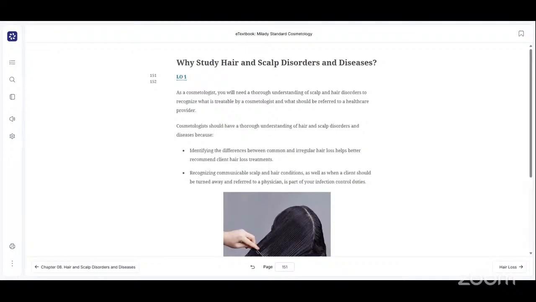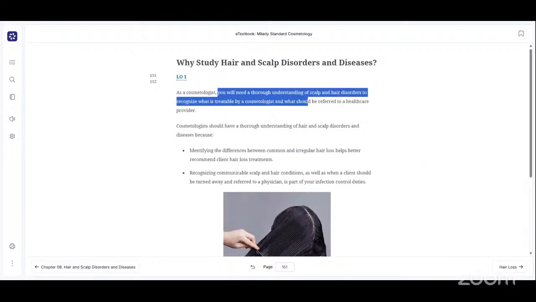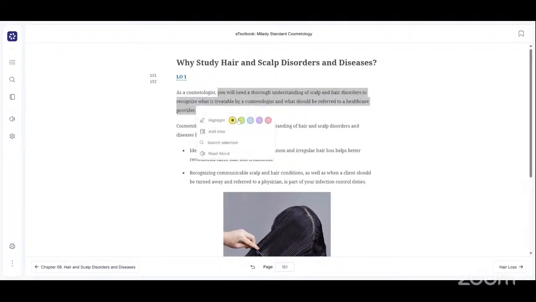We don't know why all of a sudden her hairline is shrinking. It's coming out. Her follicles are shrinking. She has a lot of itchiness and things like that. Maybe it's the beginning stage of an infestation of head lice. And so we have to be very, very careful with that. Okay. So you need a thorough understanding of hair and scalp disorders to recognize what is treatable and what you cannot treat. We never want to do something that isn't within our scope of practice, okay?